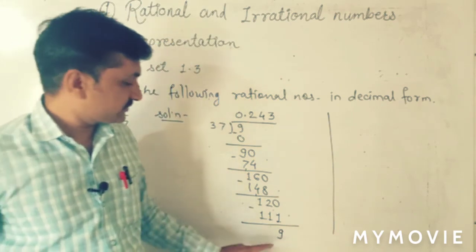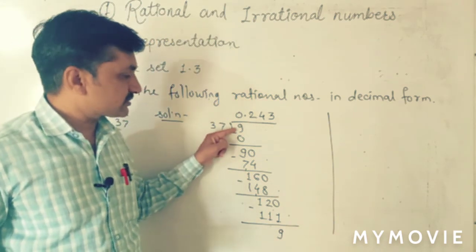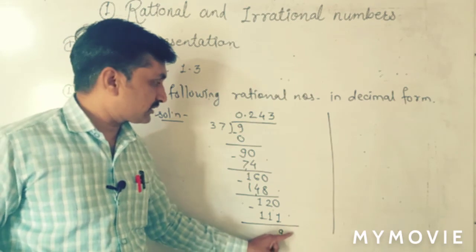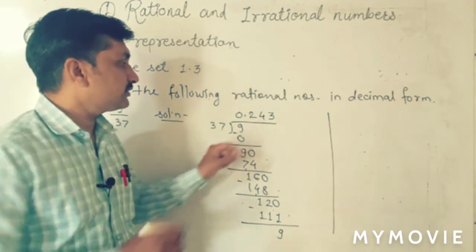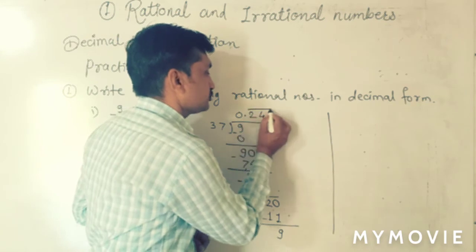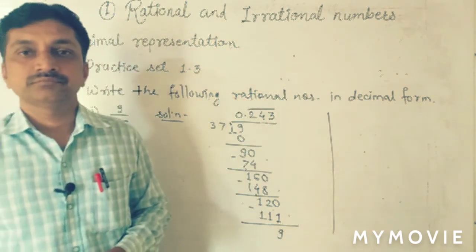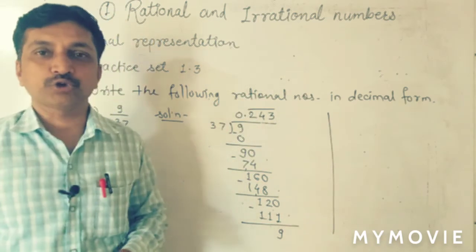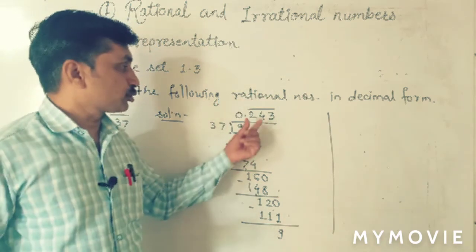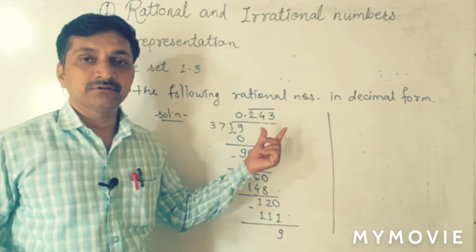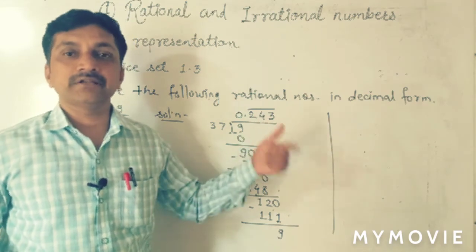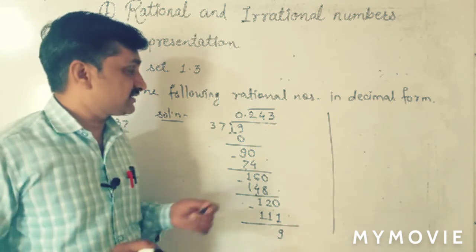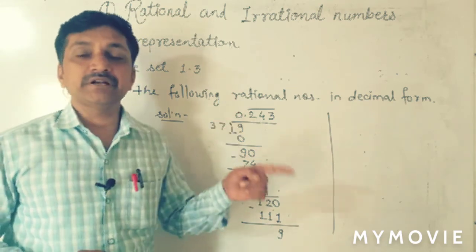Now see, dear friends, here is 9 and we started from 9. After writing 0 we get 90, the same number, and from here this group will repeat. That's why put a dash or bar on the top of this. It means that the group of 2 4 3 is repeating again and again. We don't get remainder 0. This is non-terminating recurring.